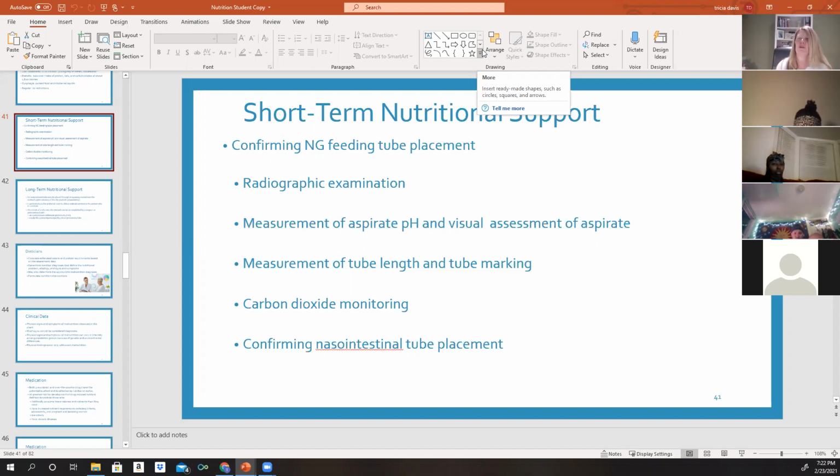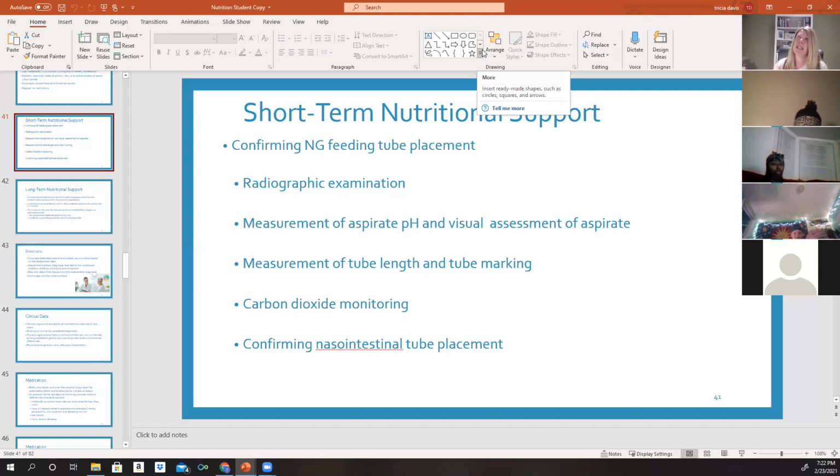So once we put that tube in, we send our patient off to X-ray, and then we get an X-ray that says, yes, the tube is seated in the stomach. It's okay for you to use. If it's not, then we take it out and we put it back in, or we push it down further, whatever type of an adjustment needs to be done.